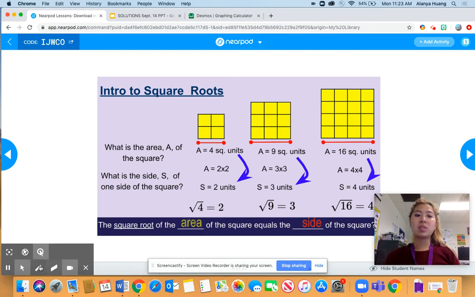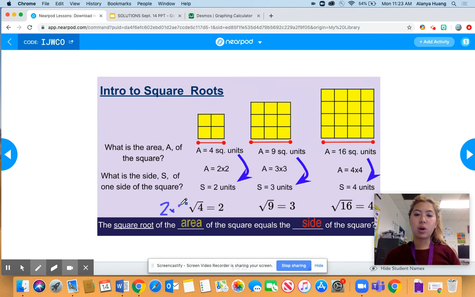And to do that, we have to think backwards. We have to think what number times itself will equal 4. And that's 2, because 2 times 2 is 4. The same thing for the square root of 9, which is 3. The same thing for the square root of 16, which is 4. So the square root of the area of the square equals the side of the square.